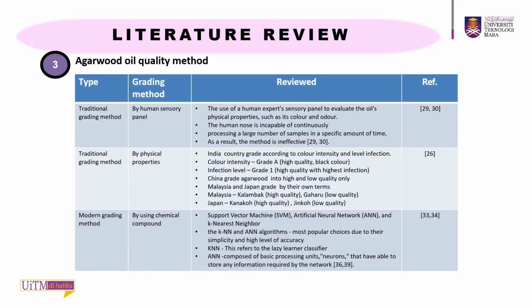Next is the agarwood oil quality method. Its grading method can be divided into two types, traditional and modern. Traditional can be divided into two types of grading method, by human sensory panel and by physical properties such as color intensity and inflection level. The modern grading method uses chemical compounds, where we use GCMS to analyze them, and machine learning and artificial neural networks to analyze these chemical compounds. For example, KNN and ANN algorithms, and others such as SVM, artificial neural network, and KNN.